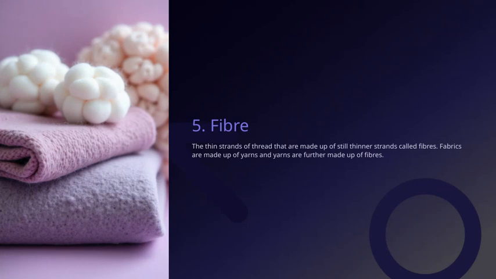Now let's talk about fiber. Fiber refers to the very thin strands of thread that form the foundation of textiles. These fibers are actually made up of even thinner strands, which we call fibers. Quite fitting, isn't it? When we look at fabrics, they're constructed from yarns, and those yarns, in turn, are made up of these fibers. Essentially, fibers are the tiny building blocks that give fabrics their structure and qualities. Understanding fibers helps us appreciate how different textiles are created and why they have specific characteristics. This connection between fibers, yarns, and fabrics is central to grasping the whole process of textile production.